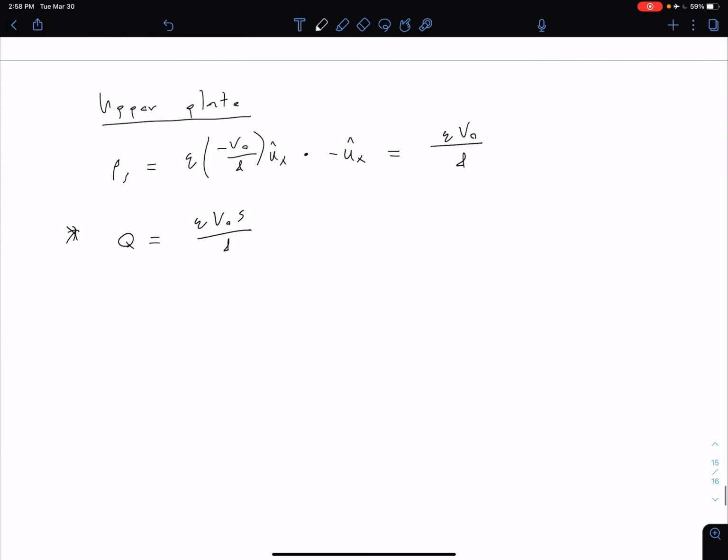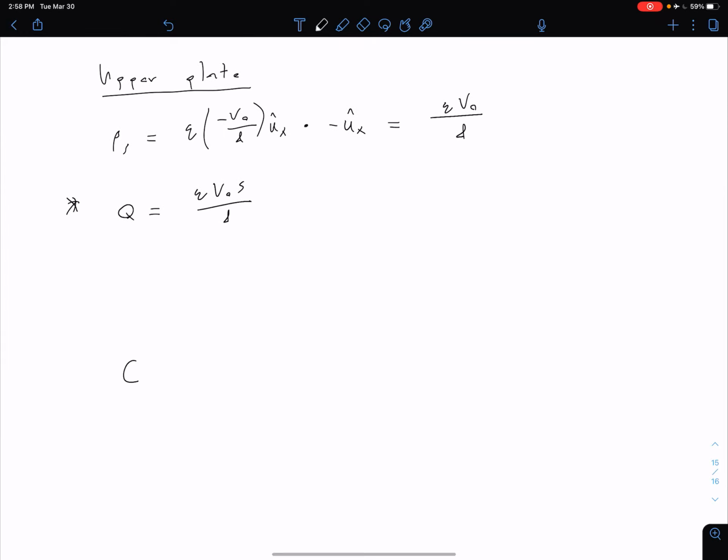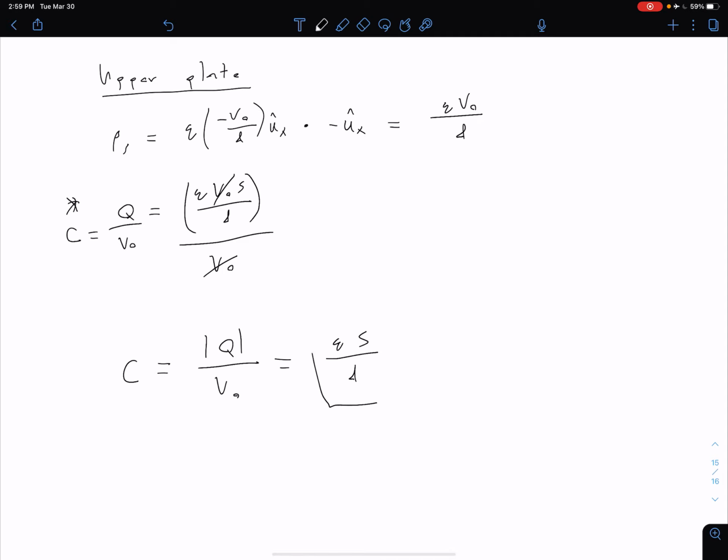So finally, we can come back and solve for our capacitance. We can say our capacitance is the magnitude of that charge on each plate divided by V naught. If we were to take this equation here and divide by V naught, the V naught cancels out, and so we get epsilon times S divided by D, which is of course the same expression that we found previously, as we would expect.